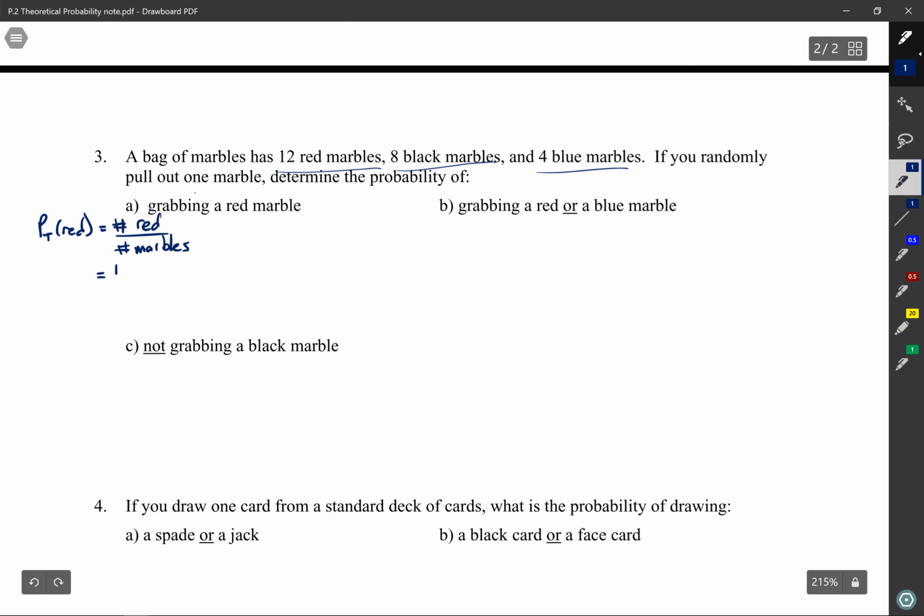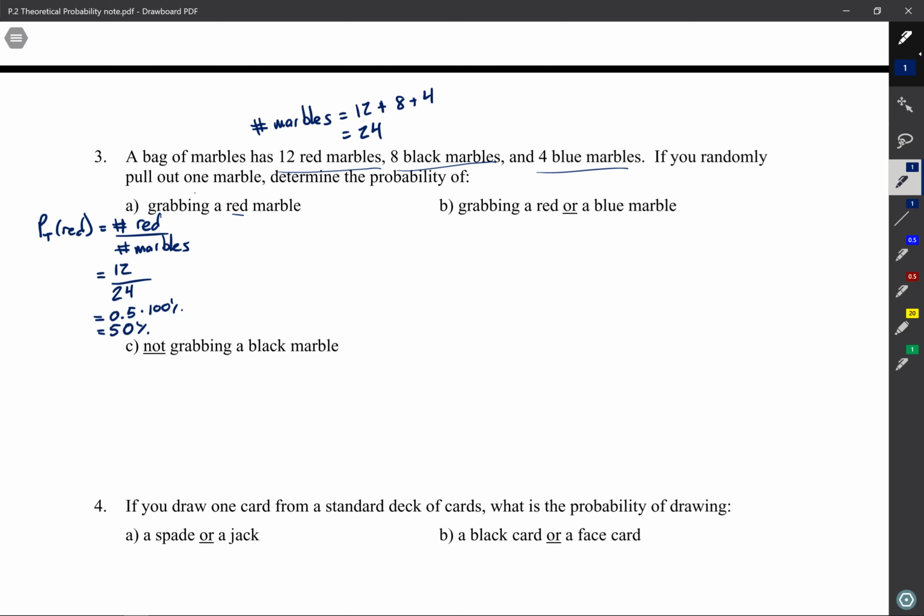Well, the number of red is 12. Total number of marbles, we're not sure. But we can calculate that. So the total number of marbles is our 12 red ones plus 8 black ones plus 4 blue ones. If I do it in my head, I find that it's 24 marbles. And if I divide that using my calculator, I get 0.5. I can multiply that by 100%, and it's 50%. So there's a 50% chance of grabbing a red marble.